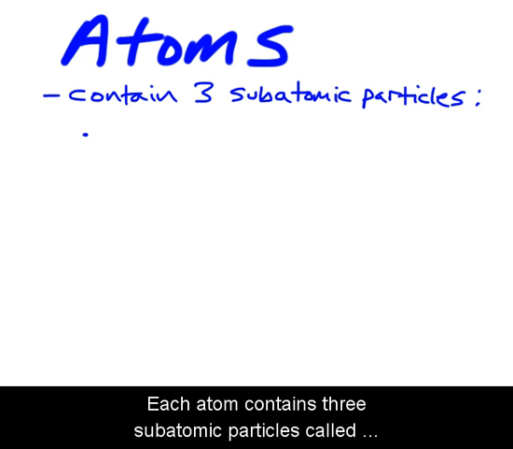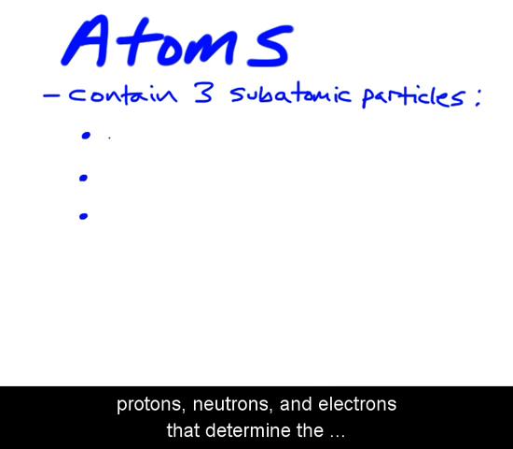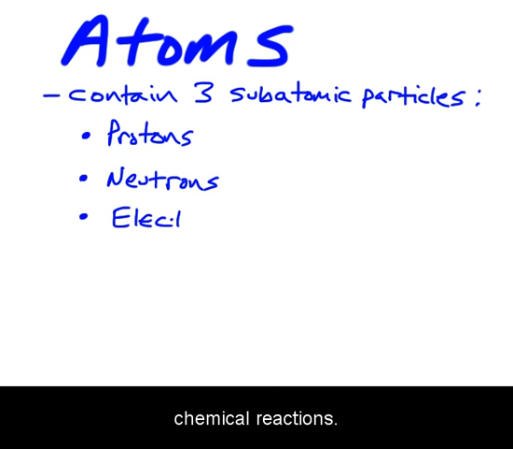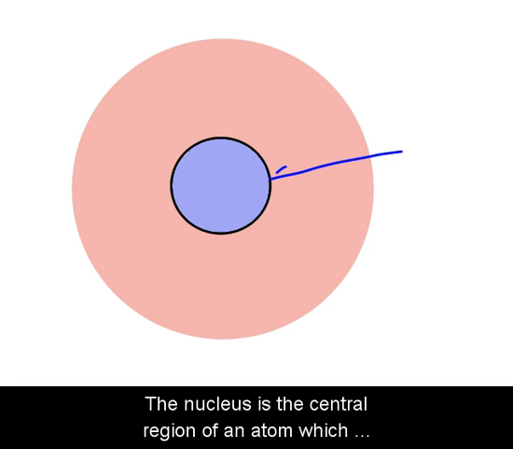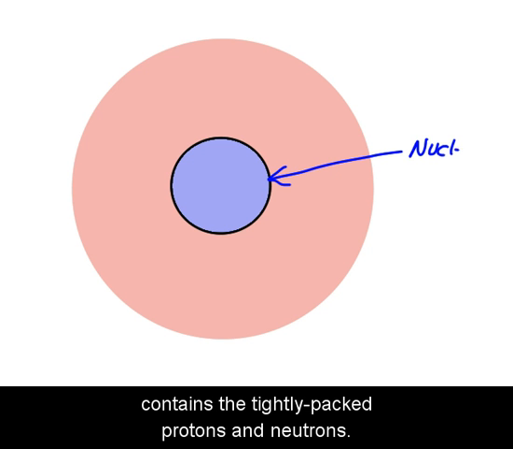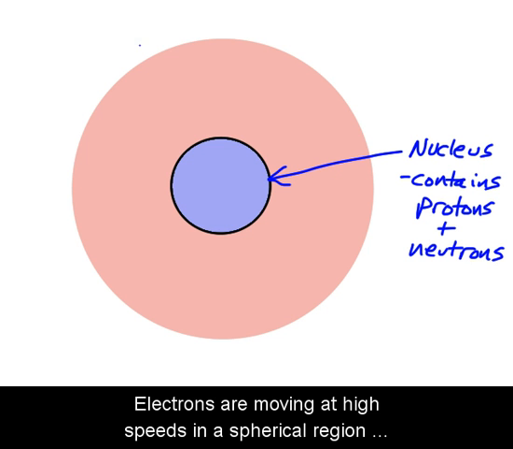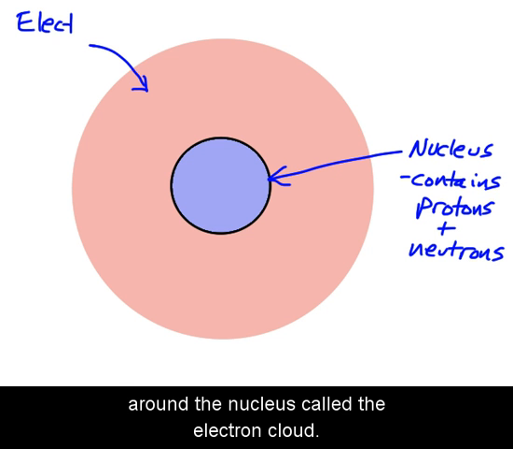Each atom contains three subatomic particles called protons, neutrons, and electrons that determine the characteristics of the atom and have important roles in chemical reactions. The nucleus is the central region of an atom which contains the tightly packed protons and neutrons. Electrons are moving at high speeds in a spherical region around the nucleus called the electron cloud.